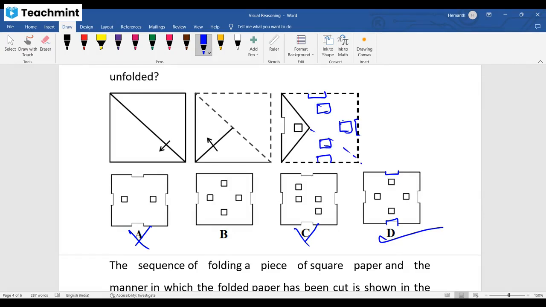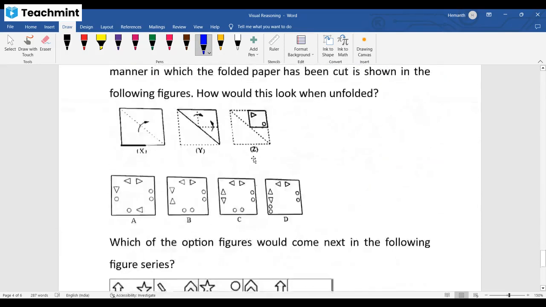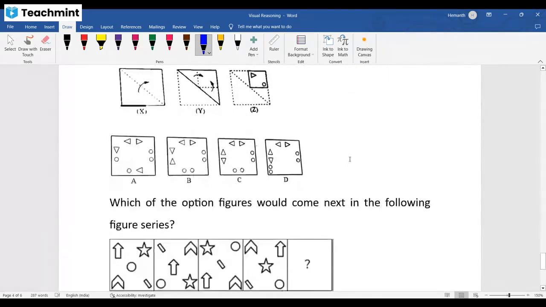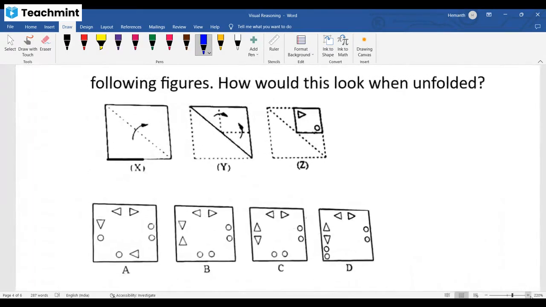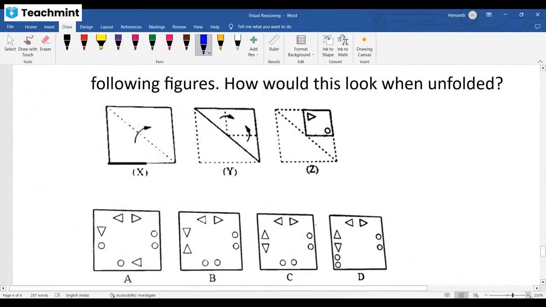It looks similar, B and D, but if you work on it very closely, then you will eliminate option B, then see D. Now this shape, top right side, we have a triangle with a circle. Every option has the same.